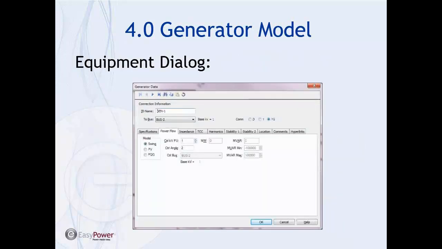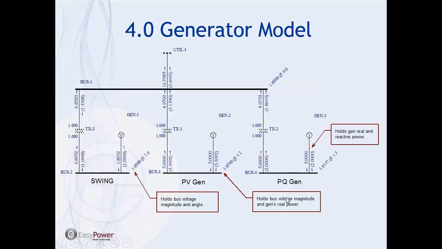It holds the specified scheduled real and reactive power. It basically is a negative load. Okay, so in a dialog we can see these: swing, PV, PQG. If you're a swing, you specify this and this, the control kV magnitude and the angle. If it's a PV, you supply this and the megawatts and the limits. If you're a PQG, you specify the megawatts and the megavars.